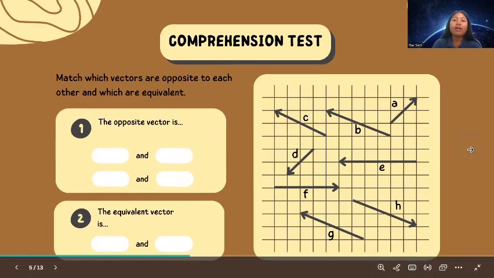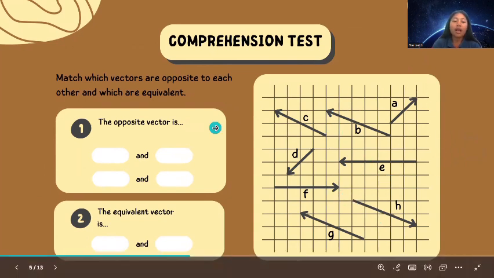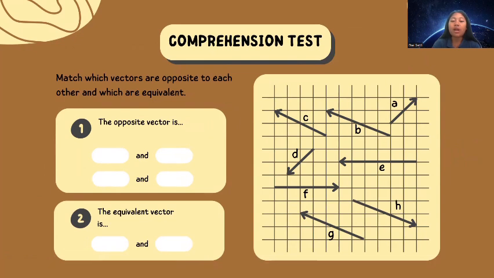Next, now let's test your understanding. Look at this image. Based on what we just learned, which vectors are opposite to each other? Good. N, A and N, D. Good. And next, B and I. B and A.